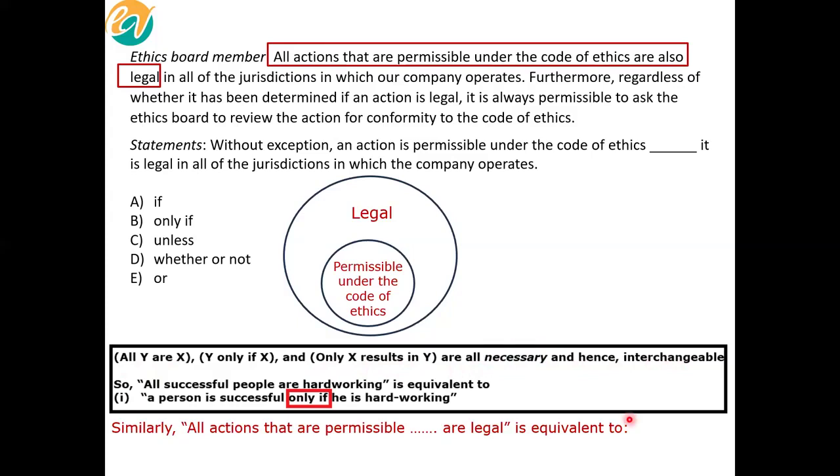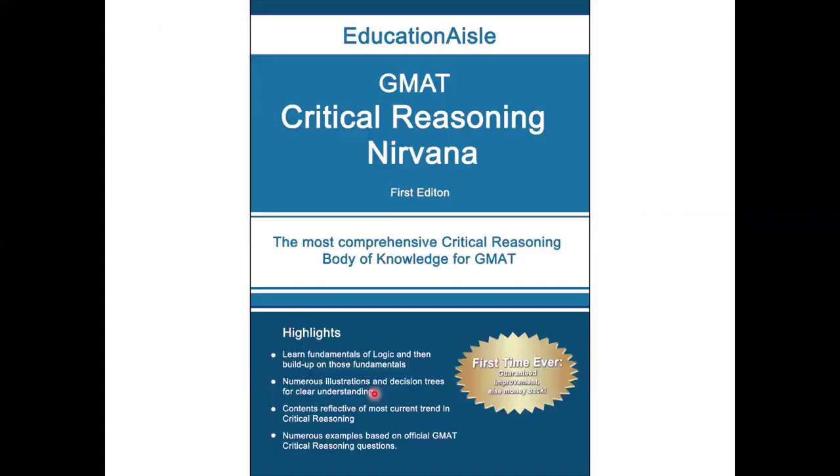Correct? So similarly, all actions, notice this one, all actions that are permissible are legal, is equivalent to what? Remember, all successful people are hardworking. This can also be represented as a person is successful only if he is hardworking. Similarly, all actions that are permissible are legal will be equivalent to what? An action is permissible only if it is legal. And hence, as you guys rightly pointed out, only if is the only one that fits into this. Good.